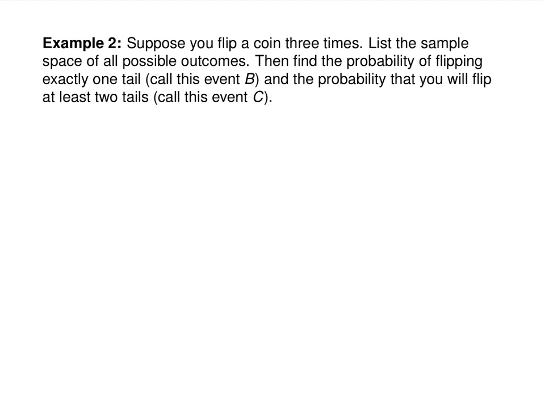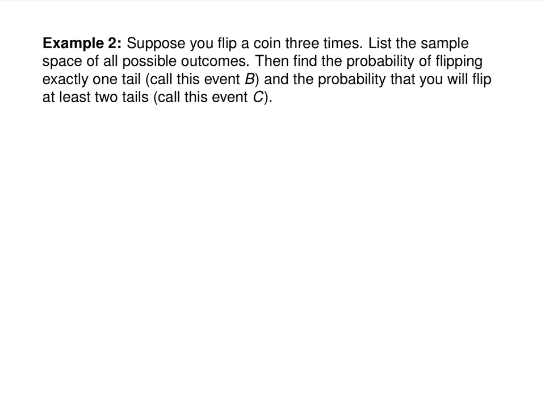Okay. So common stuff with probability are things with coins and flipping dice because that's a really easy situation to picture. So suppose you flip a coin 3 times and you record if it's heads or tails. I want you to list the sample space of all possible outcomes and then find the probability of flipping 1 tail, call this B, and the probability that you will flip at least 2 tails, call this C.